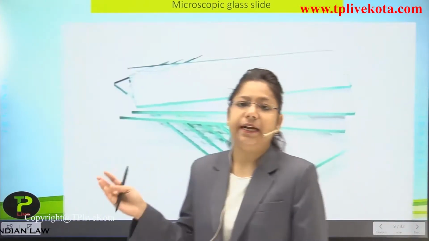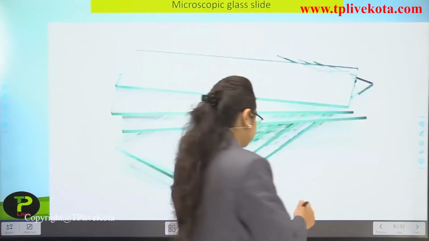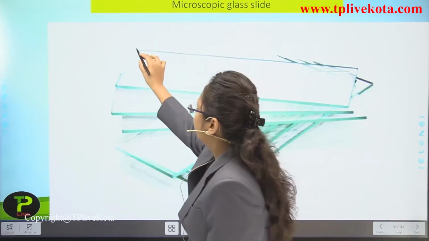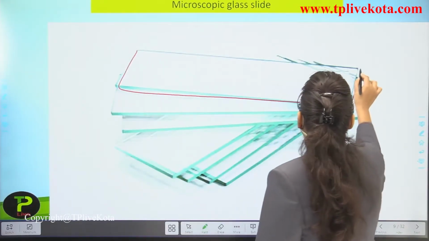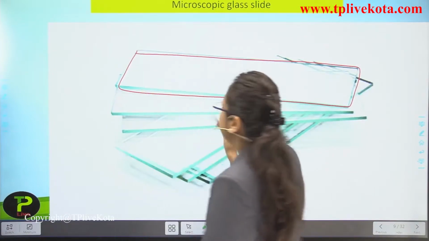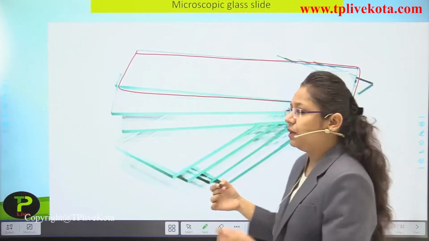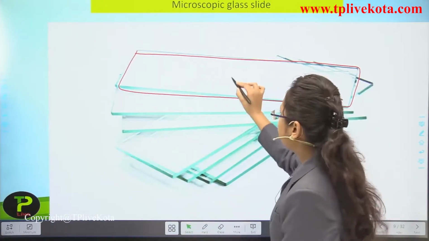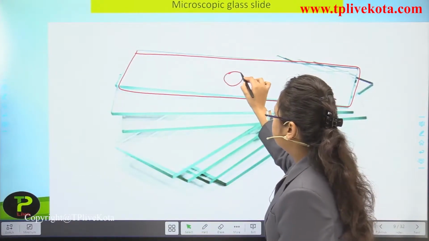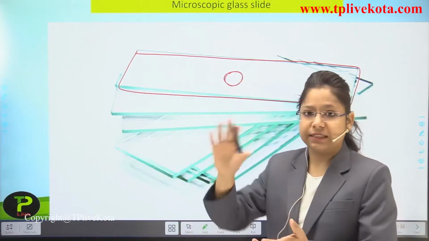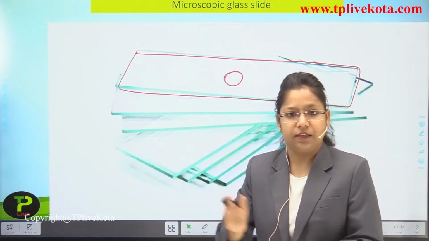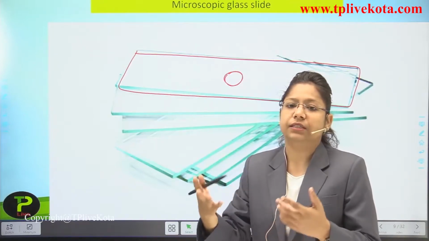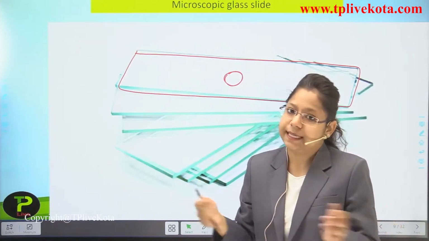You can see it here, students. This is the glass slide. We take the cell material, for example a part of cheek cells or onion peel, and put it here at the center. Then we put a cover over it and observe it under the microscope so that we can see the arrangement of the cells clearly.